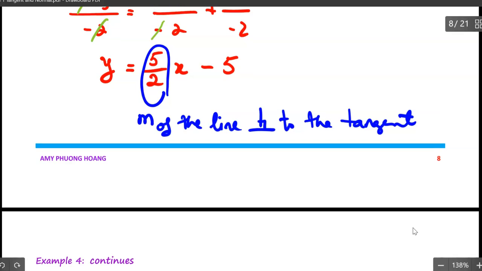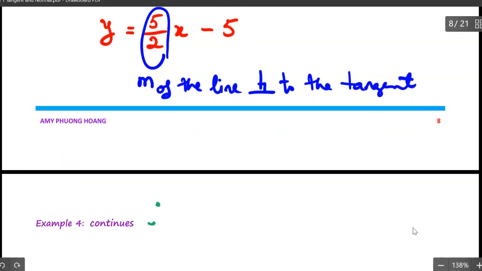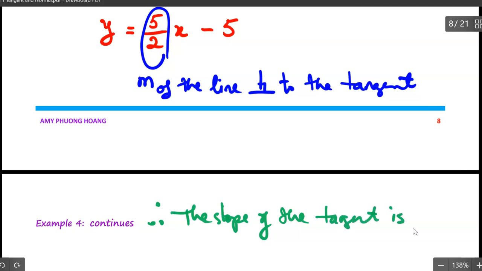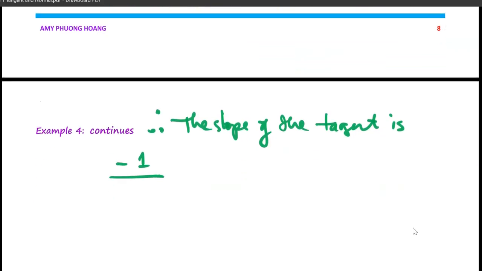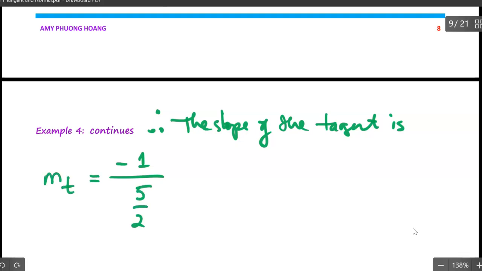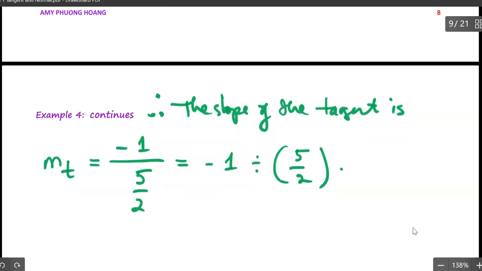Then, therefore, the slope of the tangent is, so I will take -1 divided by this 5 over 2. So here I will put m of t. I just want to write this down for everyone in this form, so everyone realizes that when you divide by a fraction, then you multiply by the negative of the inverse of the next fraction. I'm sorry, I'm writing and reading at the same time.